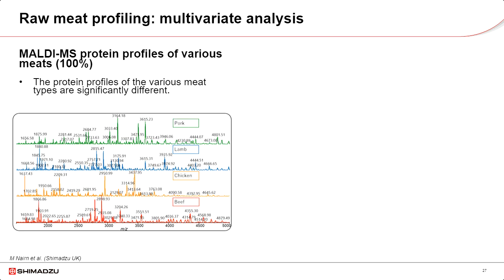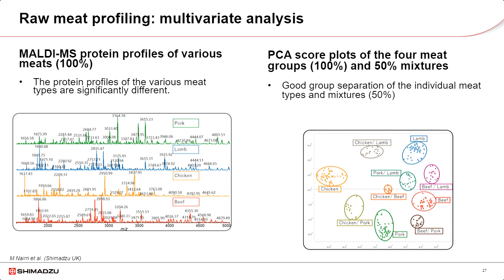Here on the left, we can see the MALDI protein profiles of the various pure meats. It is pretty obvious that they are quite different. In fact, this has allowed a very good separation of the classes with the PCA analysis. Not only the classes of the pure meats are well separated, but also the 50% mixtures, which are positioned in between the corresponding pure meats. To give you an example, the binary chicken and lamb mixture is located between the pure chicken and lamb meats.